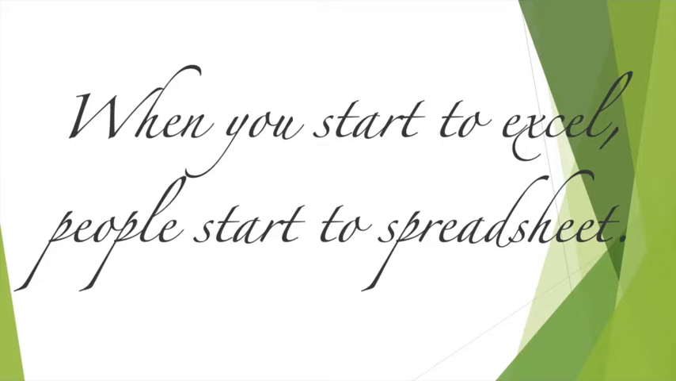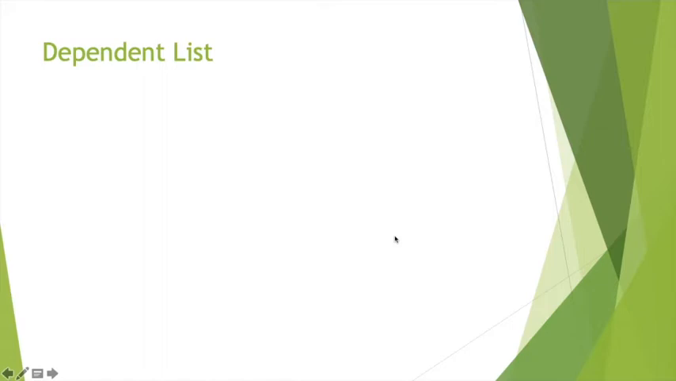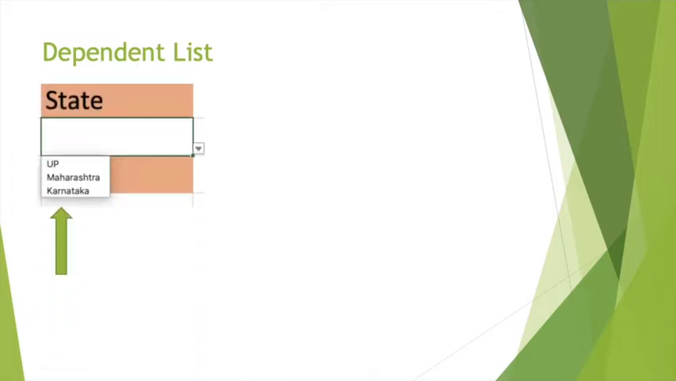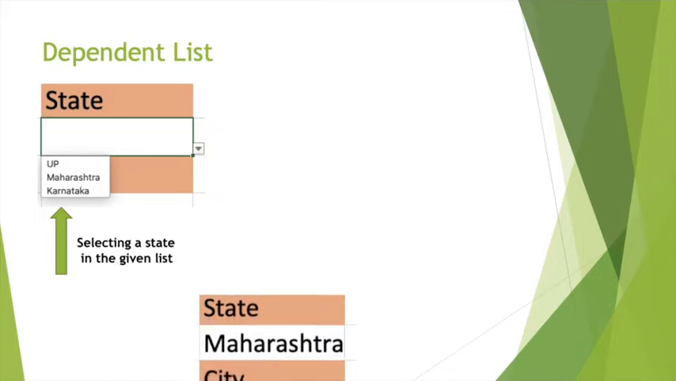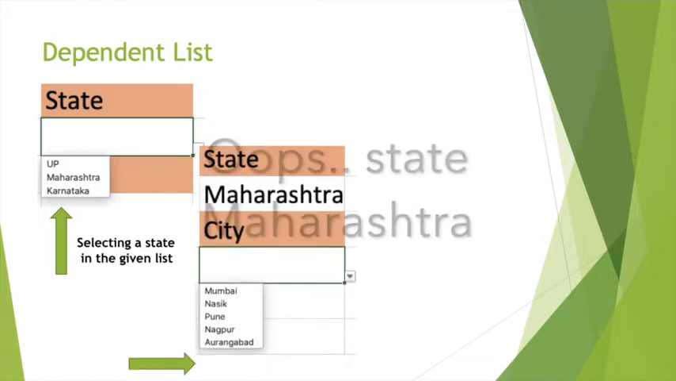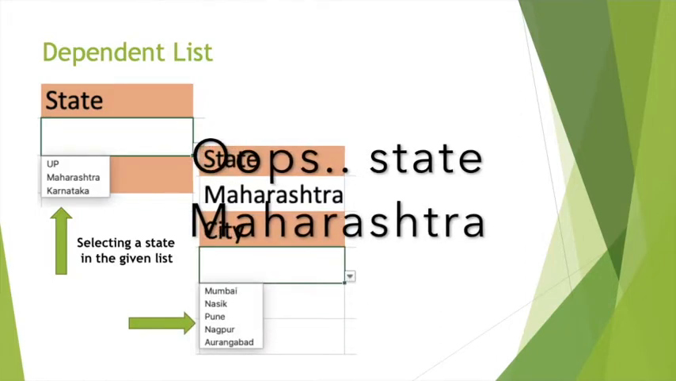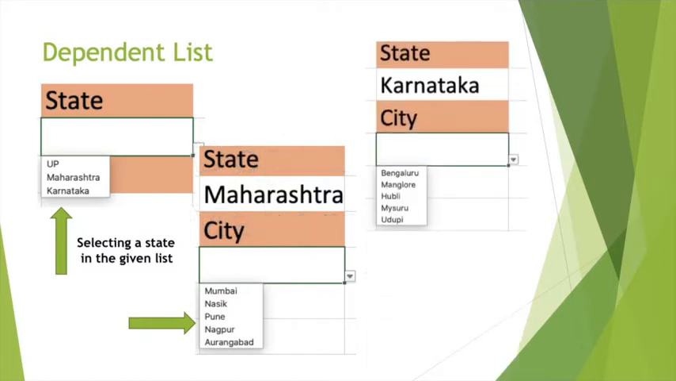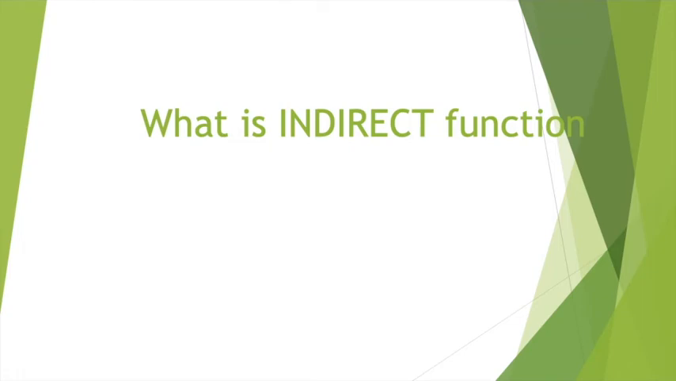Let's start. So I'll talk about the dependent list. Now you can see here that I have a list of 3 states. Now when I'm selecting Maharashtra, I'm getting a list of a few cities in the state Maharashtra. Now when I selected Karnataka, I got a different list of cities in Karnataka. So this way, getting a list of cities within the respective state, or any set of main headings under which a different list is there, we call it a dependent list. Today we will see how we can make this list. We will be making this list using the indirect function.